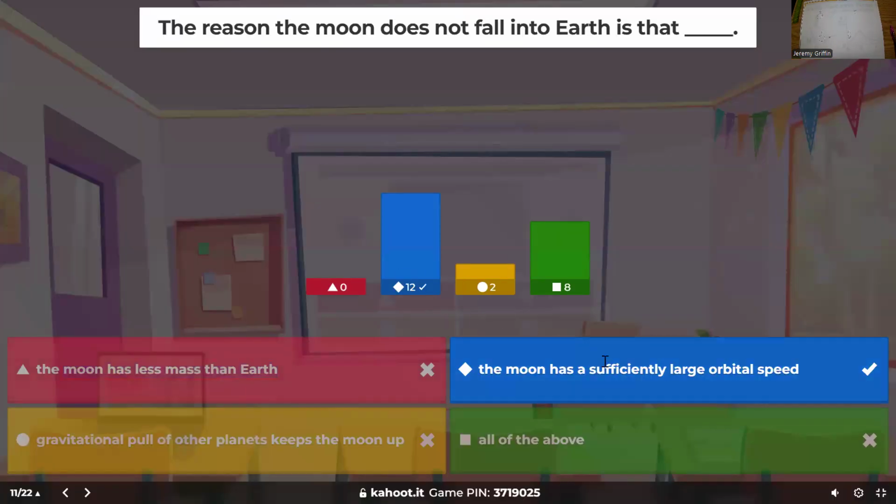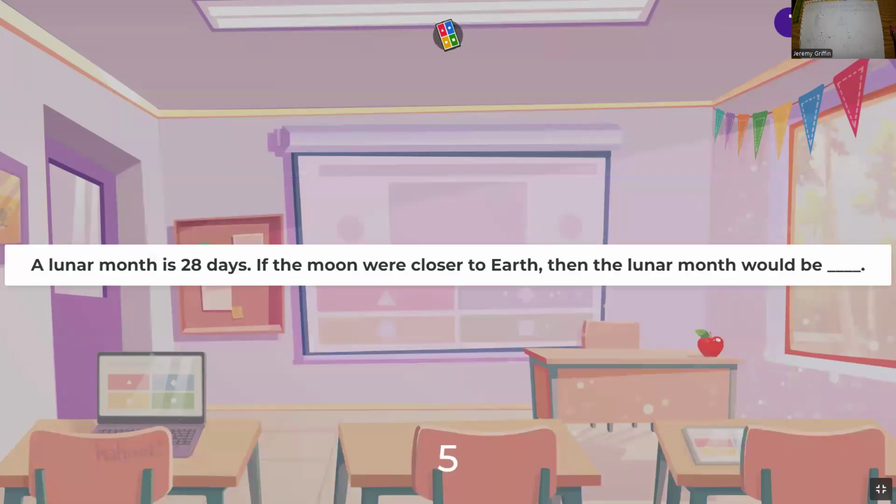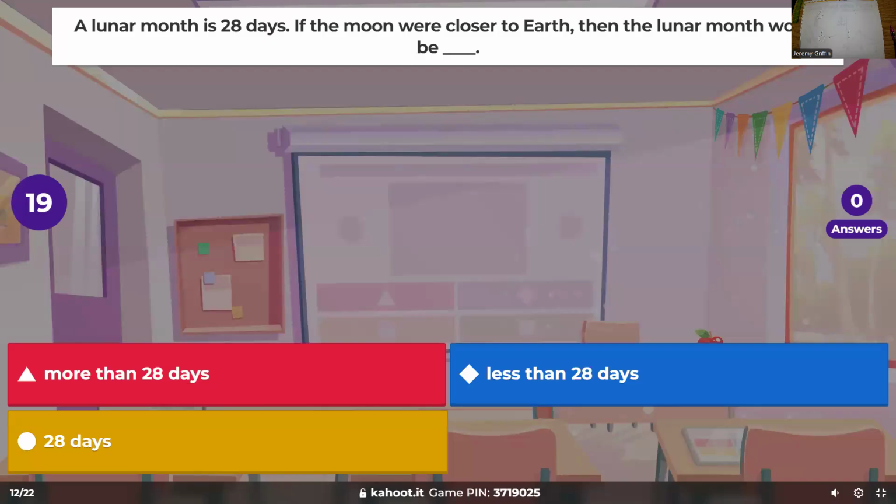Yeah, but I'm looking for sufficiently large orbital speed. Now it can orbit. All right, here we go. Henry, Brady, Lydia, Cameron, Samuel. You're the top spot. A lunar month is 28 days. Moon, month, same root word. If the moon were closer to Earth, one lunar month would be what if it was closer?